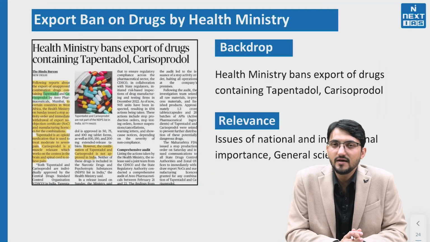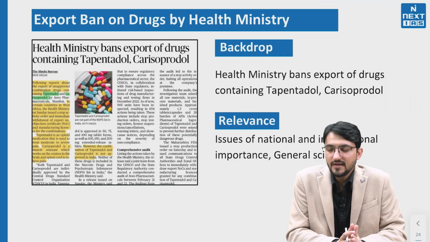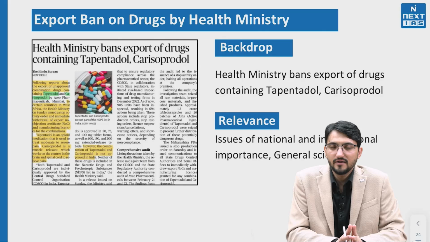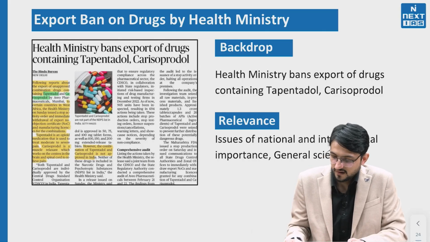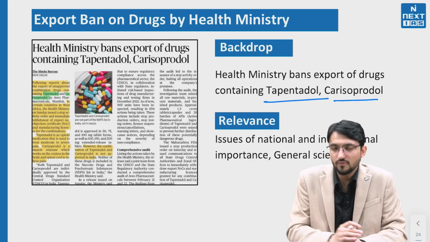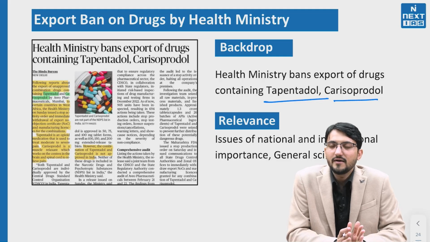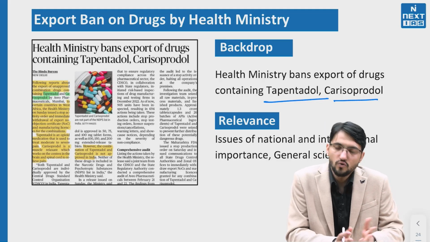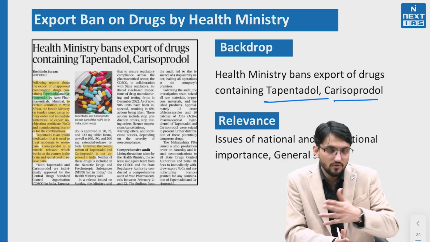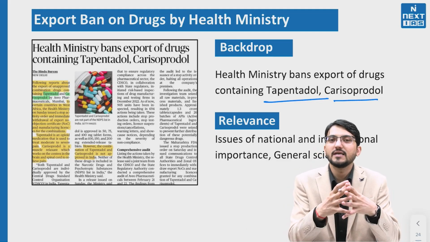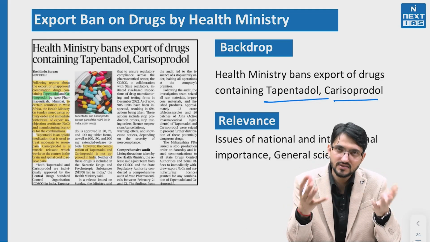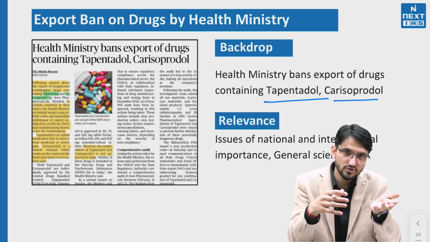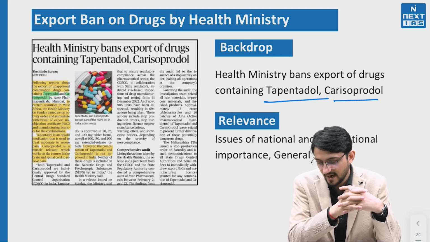The next article is on the ban by the drug authority in the health ministry, the ban of tapentadol and carisoprodol. These two are basically drugs which are used for pain relief. They are opioids created from opium or alternatives, and they relax your muscle and relieve the pain, but they have been misused also. So this drug authority has banned their export.